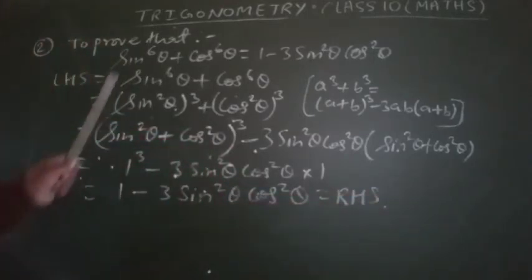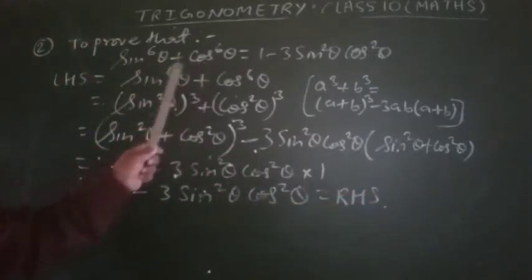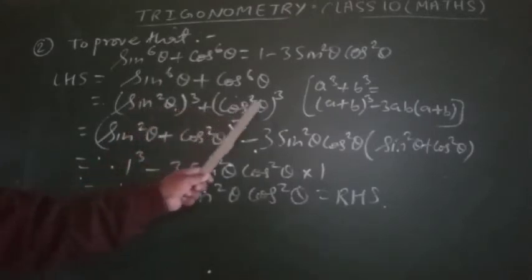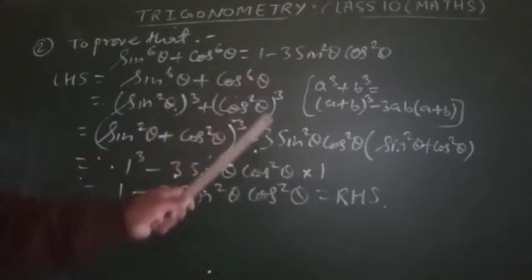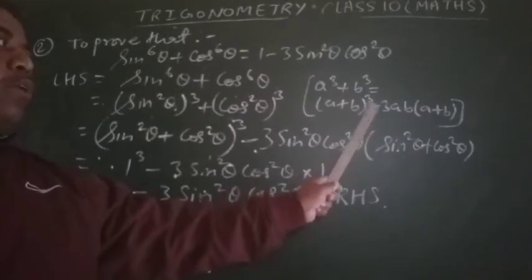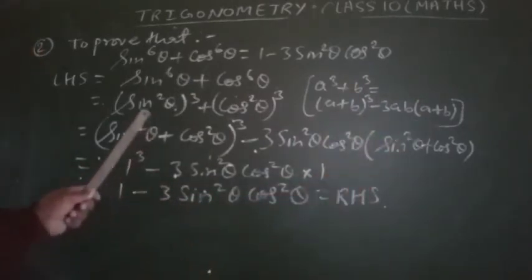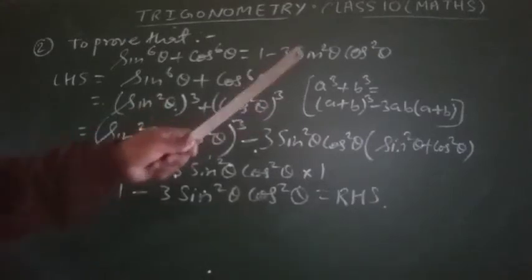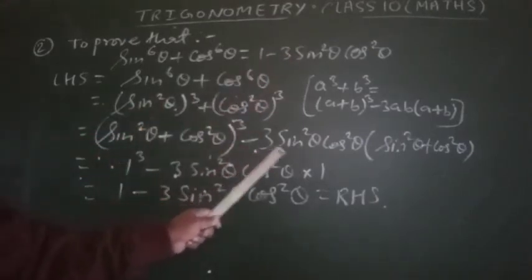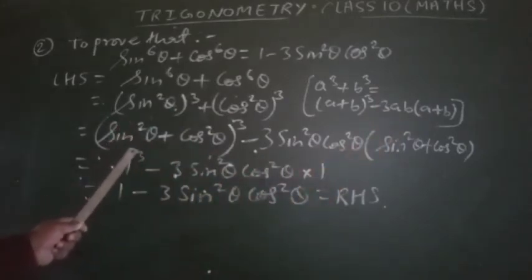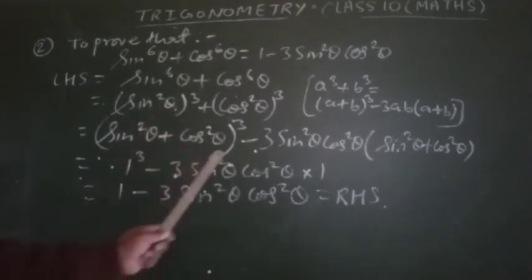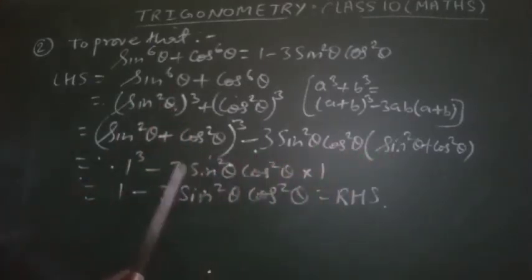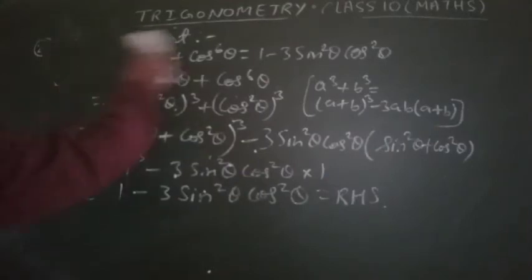Okay, look again. Sin^6 theta, cos^6 theta. So we can write (sin^2)^3 and (cos^2)^3. Take sin^2 as a and cos^2 as b. So it is in a cube plus b cube format: (a plus b) whole cube minus 3ab(a plus b). Now a is sin^2, b is cos^2. Sin^2 plus cos^2 is 1, 1 cubed is 1, minus 3 sin^2 cos^2 into 1. So the result will be 1 minus 3 sin^2 cos^2, and that is the RHS. Now the next question.